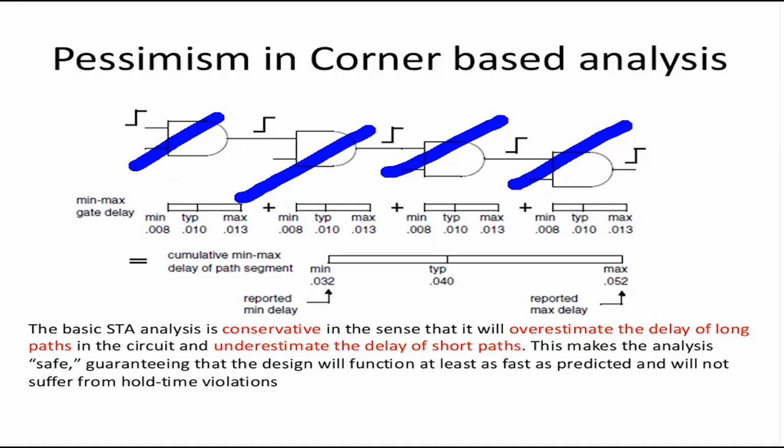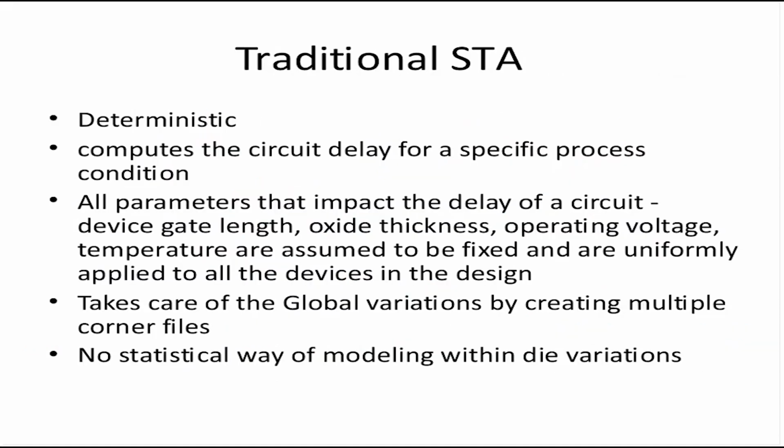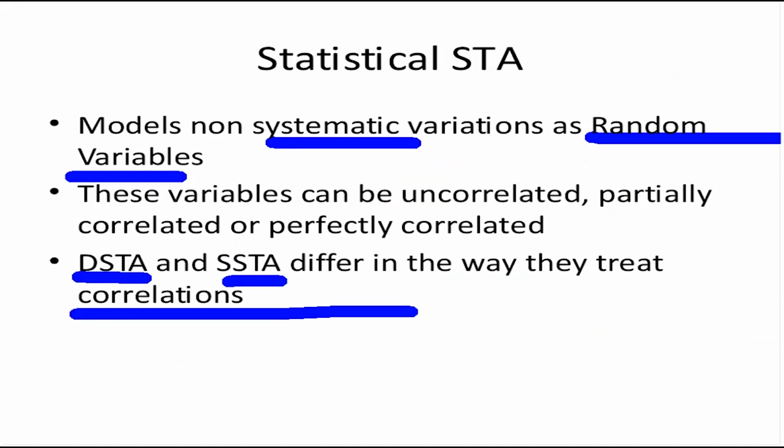Both these will cause a device to get slower, right? So it assumes that all these devices have more VT, all these devices have more channel length. So it assumes the worst for all the devices for max delay calculation. For best min delay calculation, it assumes the best conditions for all the devices. So it assumes that all the parameters that are causing the variation are perfectly correlated. This is where SSTA is different.